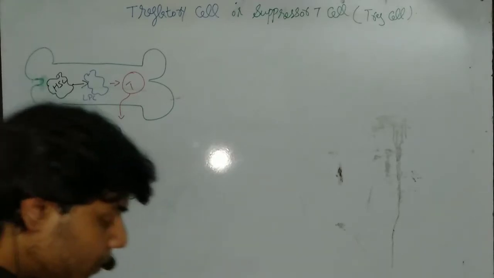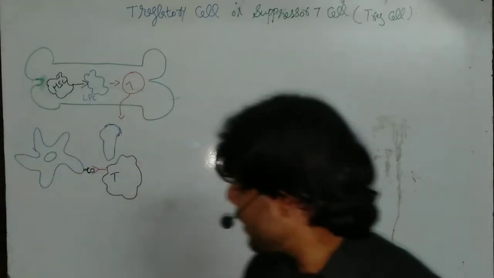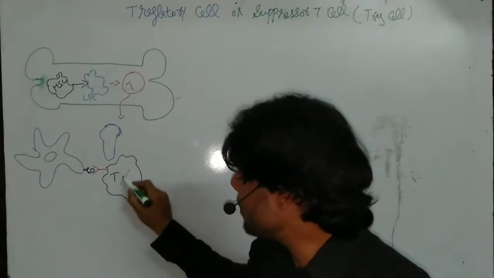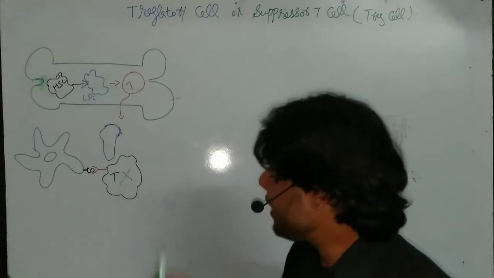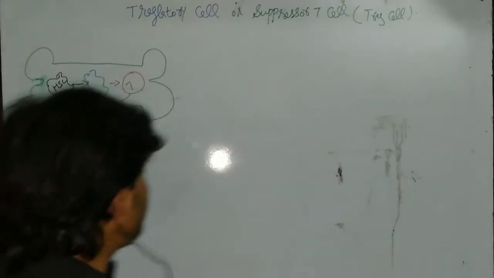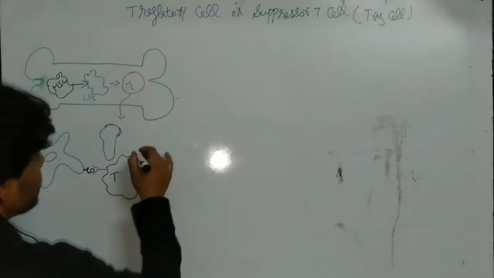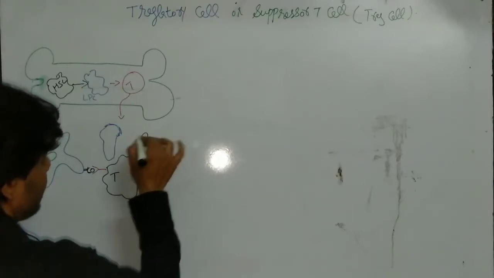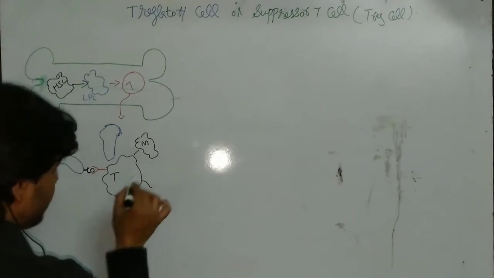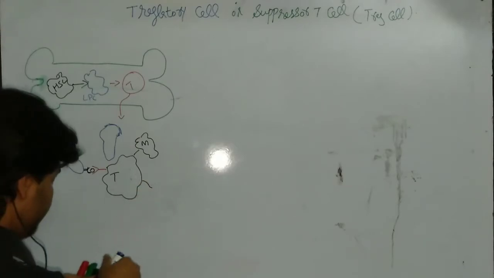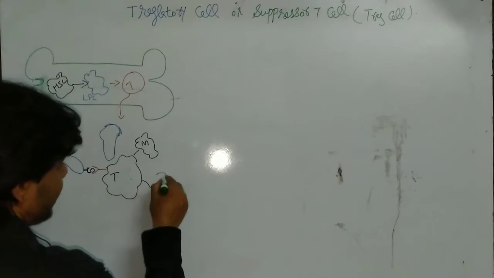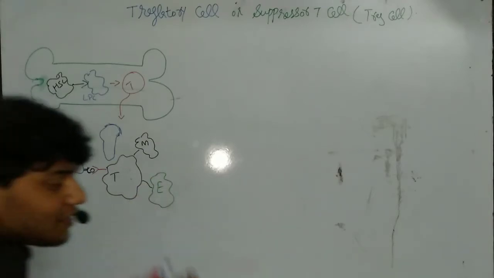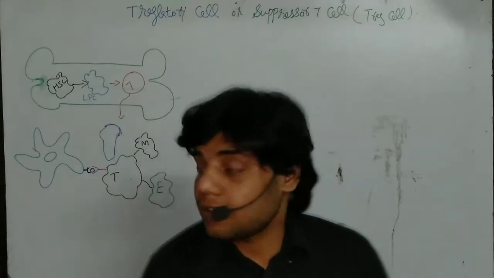Okay, so from there the T cell will get matured, and if this T cell doesn't perform its function, then it will be rejected. And when it performs its function, let's suppose it produces other cells like memory T cell, and it also produces another cell which we call effector T cell. This effector T cell will further produce cytokines.